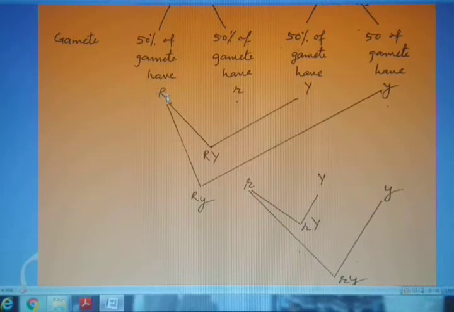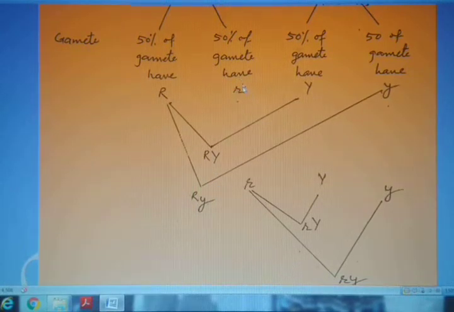Let us say this capital R gets segregated with capital Y, the gene responsible for color of the seed. As a result, the gamete will have both dominant genes, capital R and capital Y. The second one, when this capital R segregates with the small y, the recessive gene for color, the gamete will have capital R and small y.